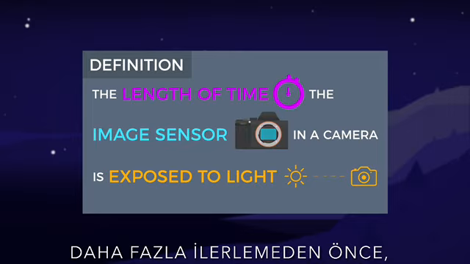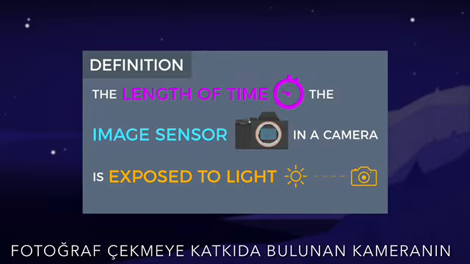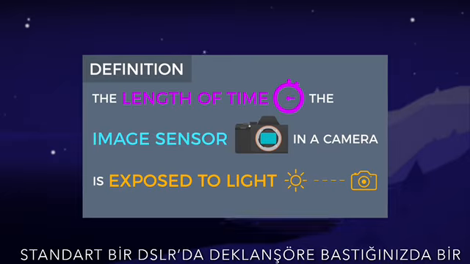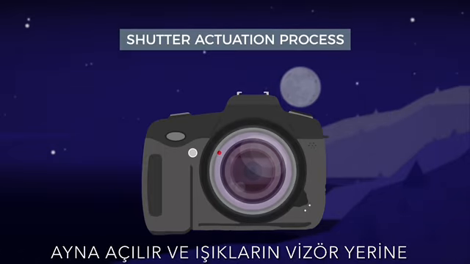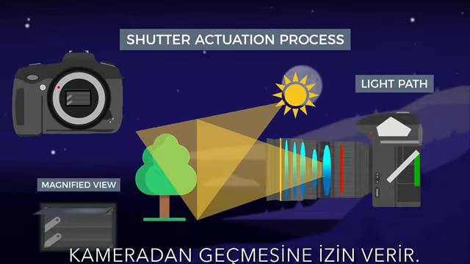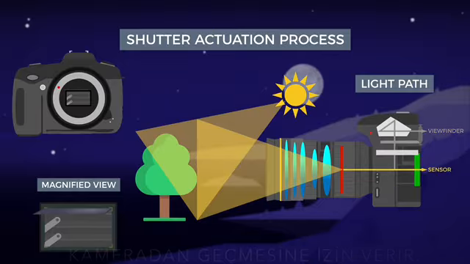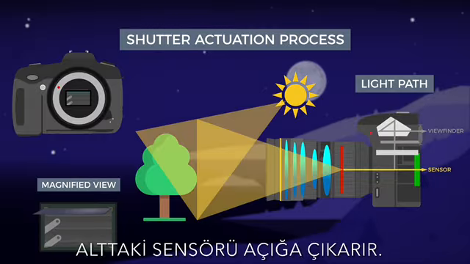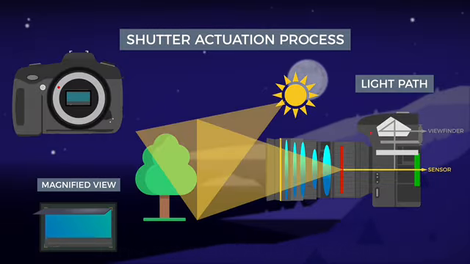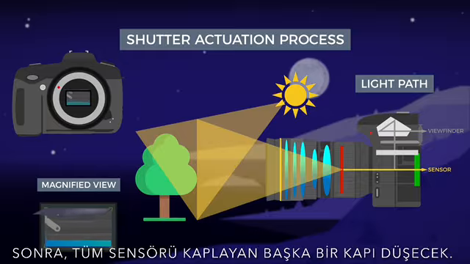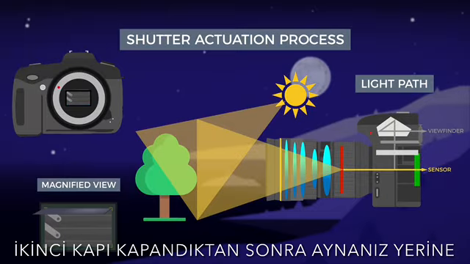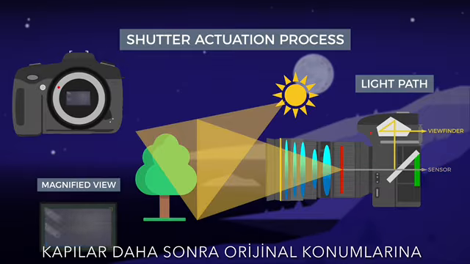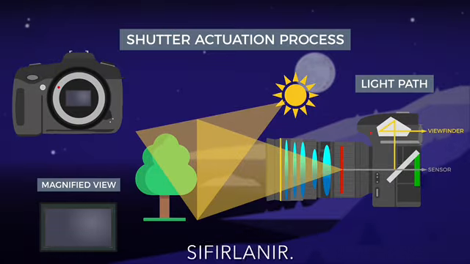Before we go more in depth, however, let's take a look at the different parts of the camera that contribute to taking a photo. In a standard DSLR, when you press the shutter button, a mirror flips up, allowing light to pass into the camera instead of the viewfinder. Once the mirror is flipped upwards, a small door will move from top to bottom, exposing the sensor beneath. After that, another door will fall down, covering up the entire sensor. After the second door closes, your mirror will fall back into place. The doors will then reset to their original positions underneath.